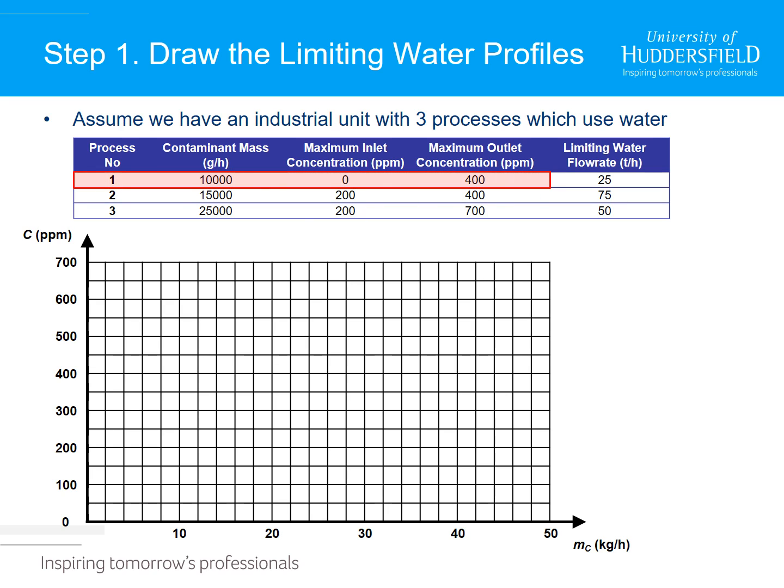Starting with process number 1, the maximum inlet concentration is equal to 0 and the maximum outlet concentration is equal to 400, whereas the contaminant mass load is 10 kilos per hour or 10,000 grams per hour. By using these values as coordinates, we can draw the limiting water profile for process number 1.